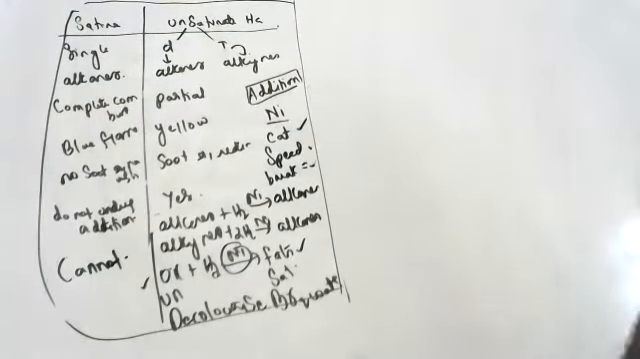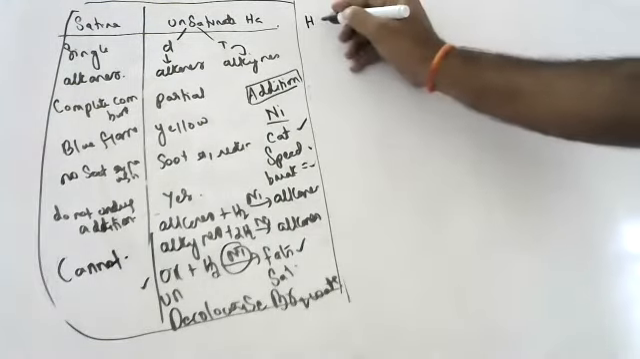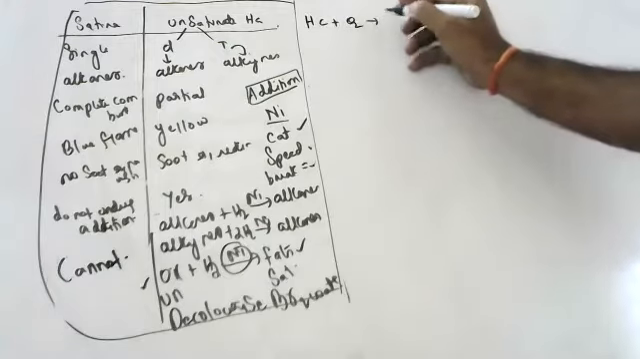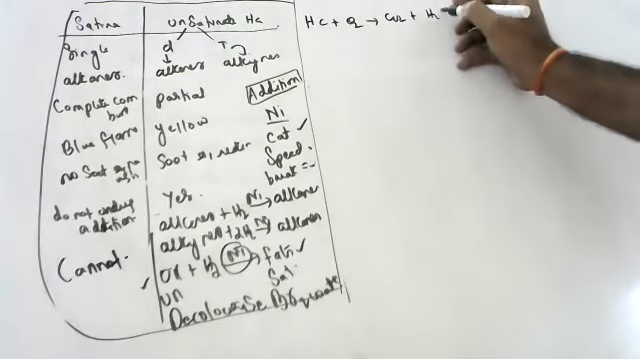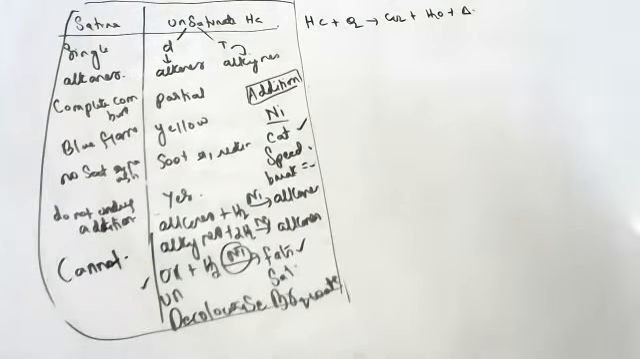Name the products formed on complete combustion of hydrocarbons. Children, what does combustion of hydrocarbons give? Carbon dioxide, water and heat energy. That's it, children.